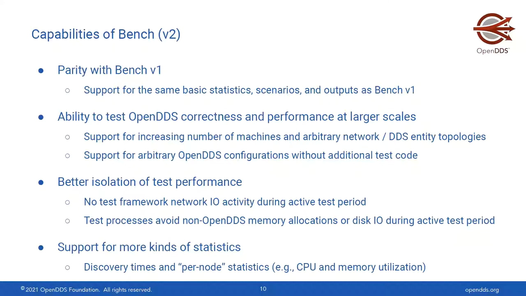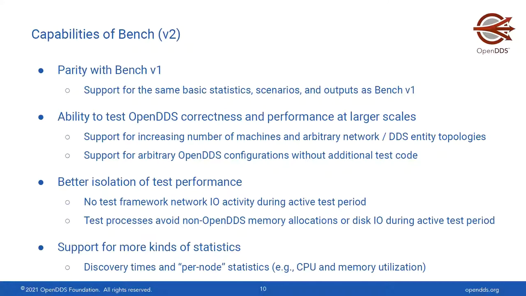But in addition to all that, we're also able to support larger numbers of machines, including virtual machines, which can be discovered at the test runtime itself. And we support a larger number of OpenDDS configurations without the need to add new code to the test framework. In essence, we have a lighter weight wrapper around OpenDDS. And so we gain access to more OpenDDS functionality by wrapping less of it.